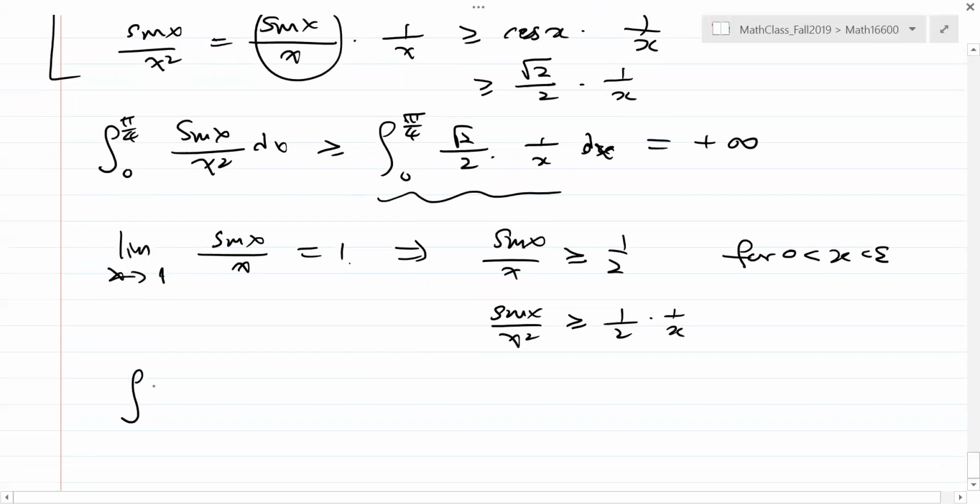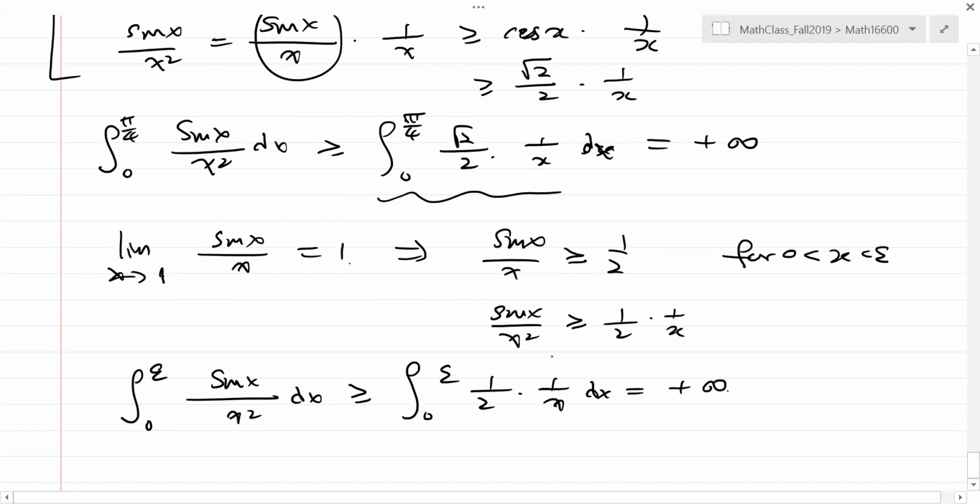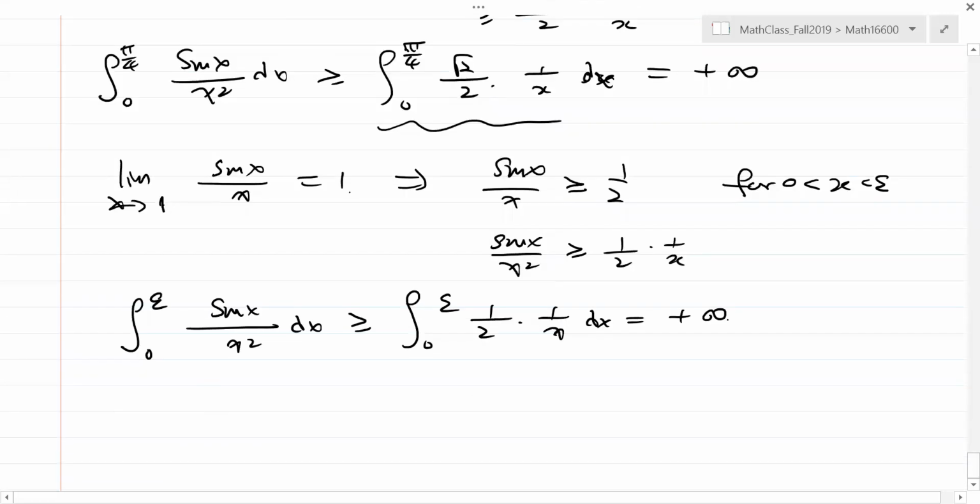So the integral from 0 to epsilon is greater than or equal to this, okay, but this is still going to be infinity. Yeah, this is still going to be infinity because it's 1 over x. Yeah, you don't need to know the exact value of epsilon here. We know the limit is 1. So the value of sine x over x should be greater than or equal to 1/2 when x is close to 0. Okay.